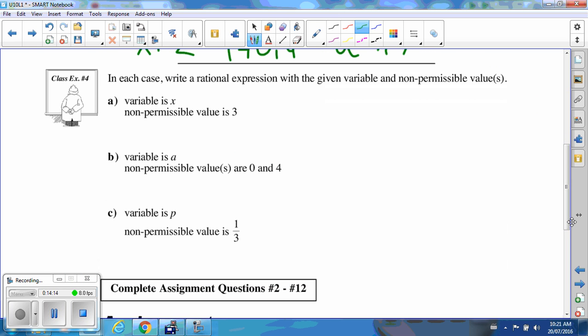Write a rational expression with each of these things. The variable is x, and a non-permissible is 3. So it's going to be something like that, x minus 3. If I have a variable as a, its non-permissibles are 0 and 4, I could have something like this.